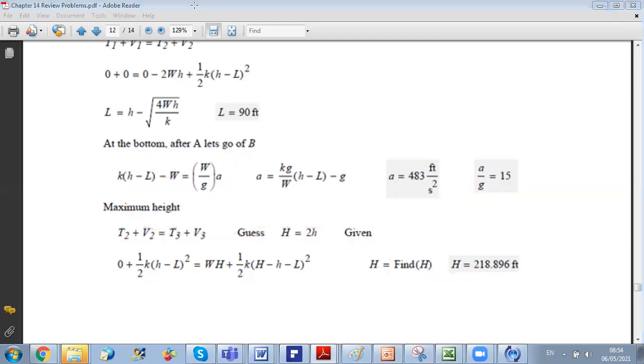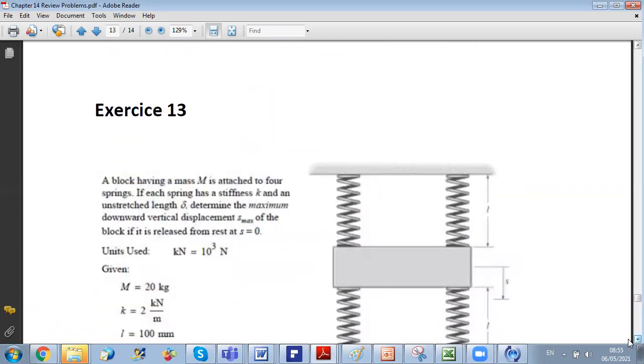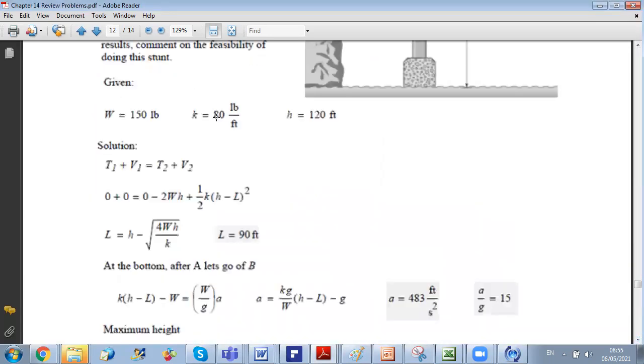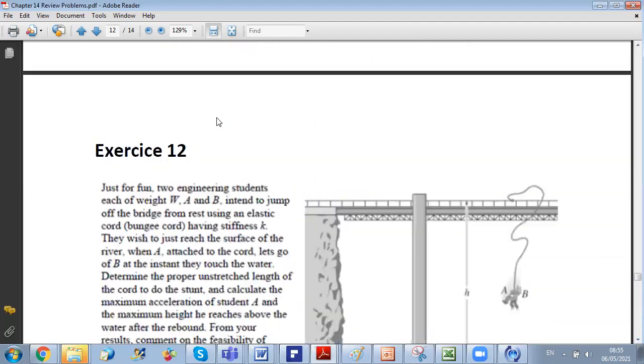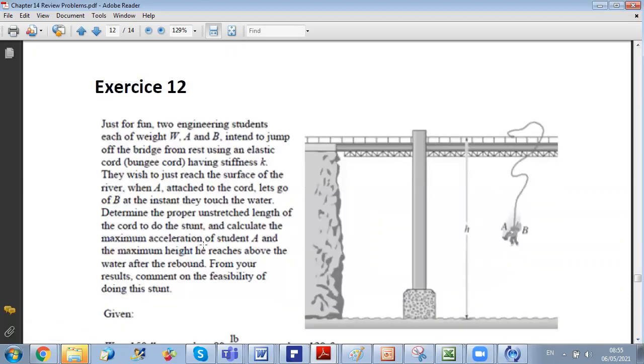Okay. Now, another problem. A block having a mass m is attached to 4 springs. If each spring has a stiffness k and a non-stretched length delta, determine just 1 second. في بعض part من ال question ما عملناها. They asked also, in addition to the maximum height, okay, they asked for the maximum value of acceleration of the student A.